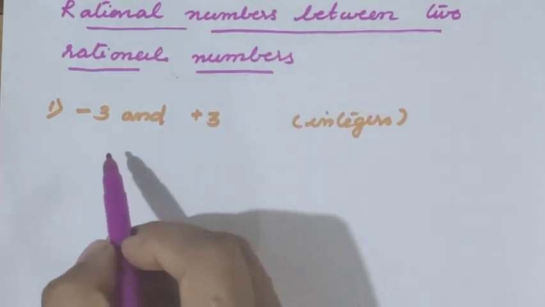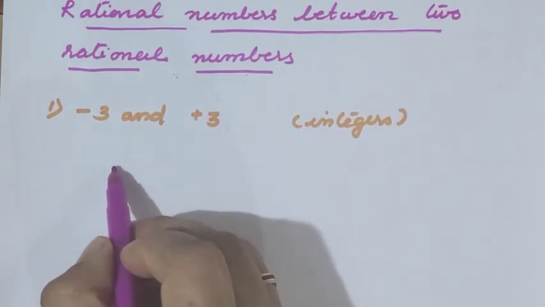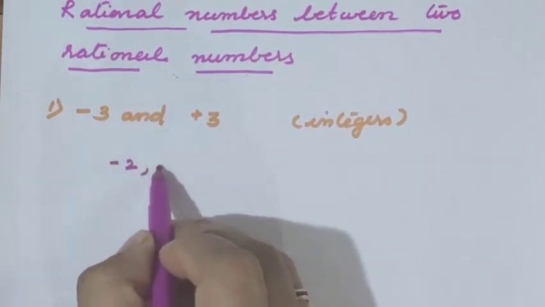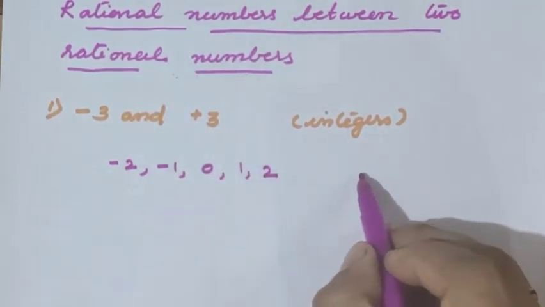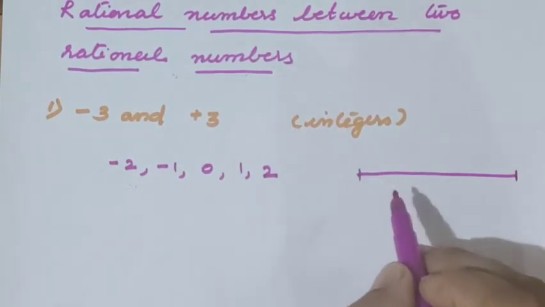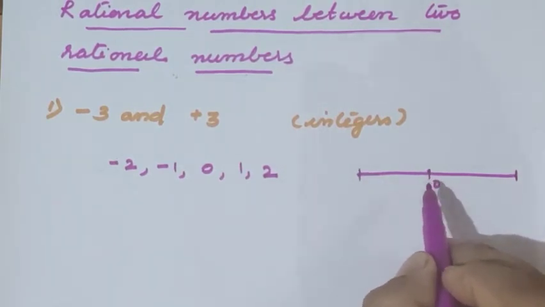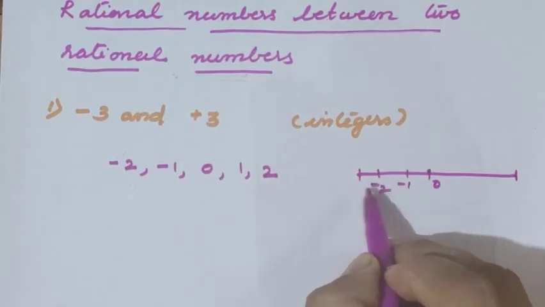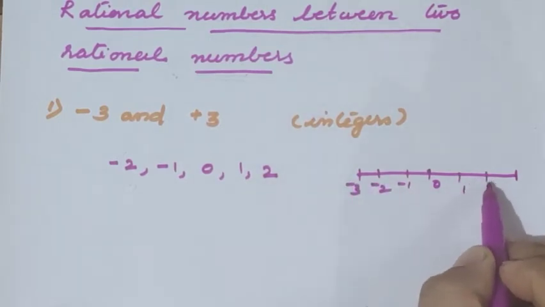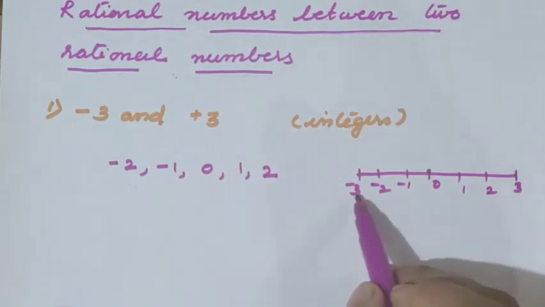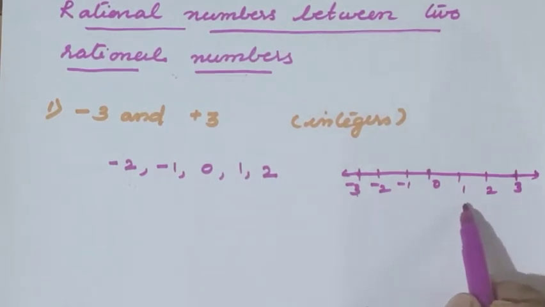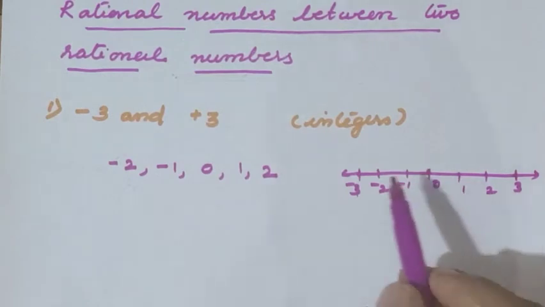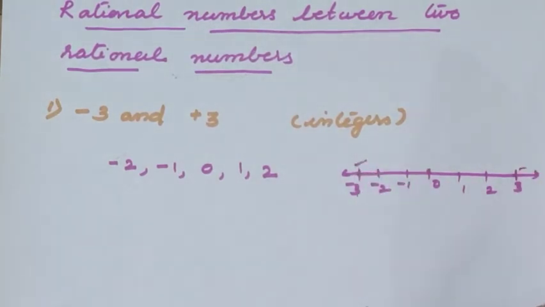So in between, how many integers are there? Minus 2 is there. Minus 1, 0, 1, 2. If you have doubt, you can check the number line itself. Then 0, minus 1, minus 2, minus 3, and here also 1, 2, 3 we will consider. So between minus 3 and plus 3, how many integers are possible? Minus 2, minus 1, 0, 1, 2. Between only, so the first and the last will not be counted, right?